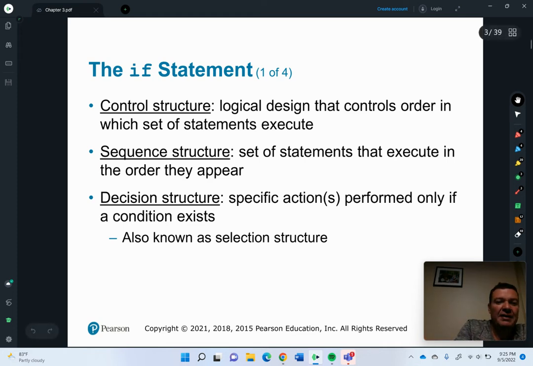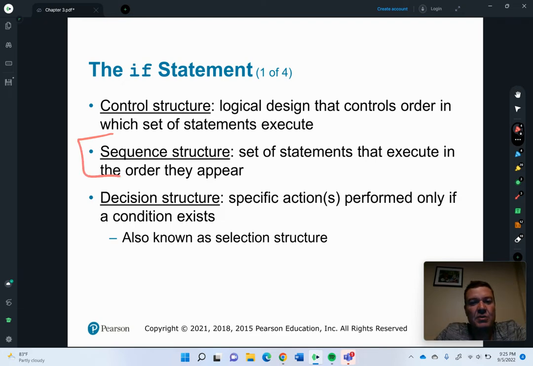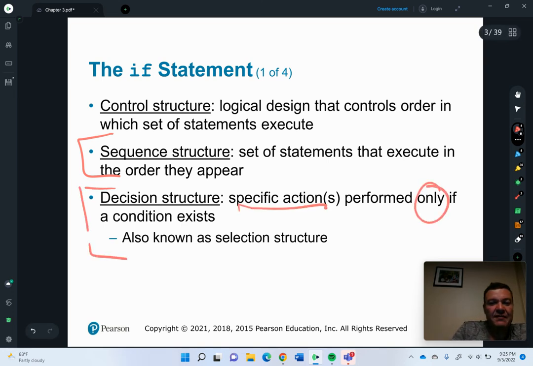The sequence structure is what we have seen thus far, which is a set of statements that execute in the order they appear. We want to start talking about the decision structure, which is specific actions performed only if a condition exists. We also see some control structure as well, which is a logical design that controls the order in which a set of statements execute. So, based on our if statements, we will have this logical design that will decide which set of statements to execute.